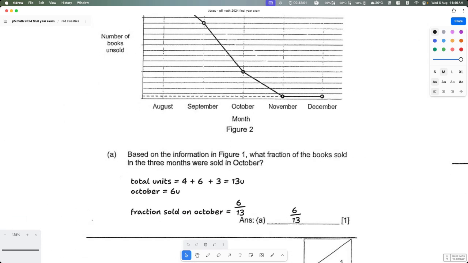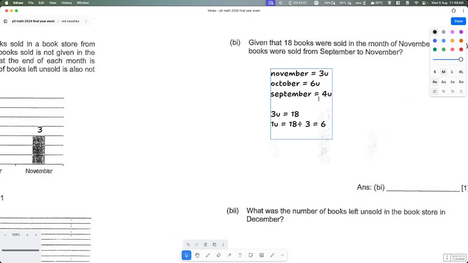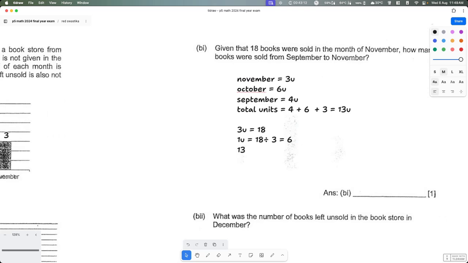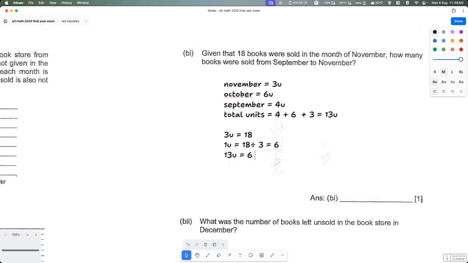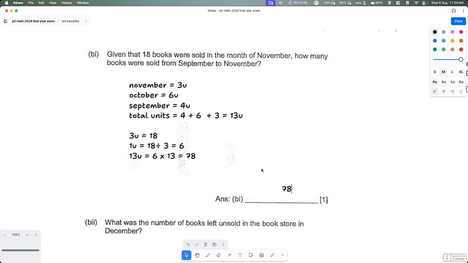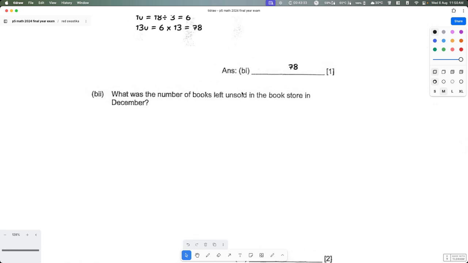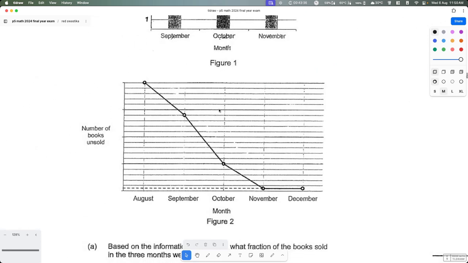Then what's the total units? It is 13 units. So 13 units is equal to 6 times 13. This will give us 78. We double check: 6 multiplied by 13 is 78. So the answer is 78. Great. Next, what was the number of books left unsold in the bookstore in December? Let's go back and see in this case.